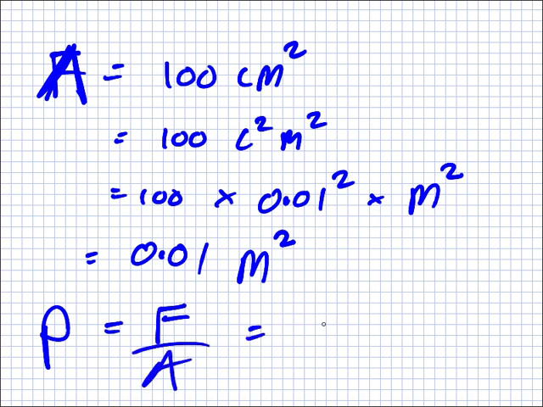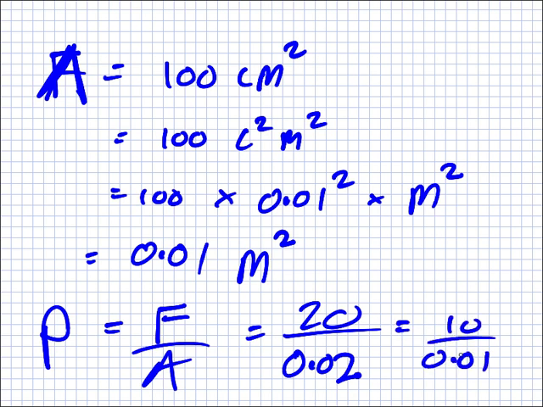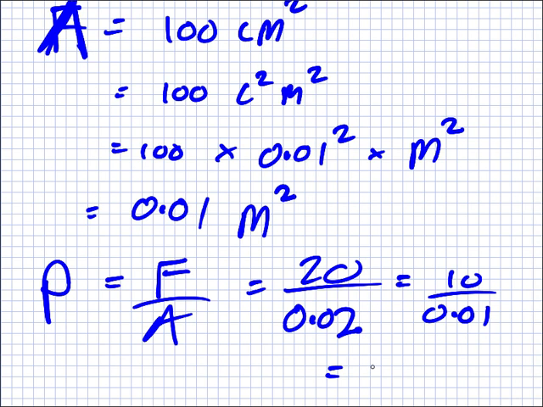So the pressure is the force over the area. What's the force? 20. And what's the area? 0.02. 2 hands. Oh, damn. That's 10 over 0.01, which is 1,000 newtons. Who said 1,000? I did. Did you, or did you say 2,000? I said 1,000. Congrats. Yes, you were the only one who got it.